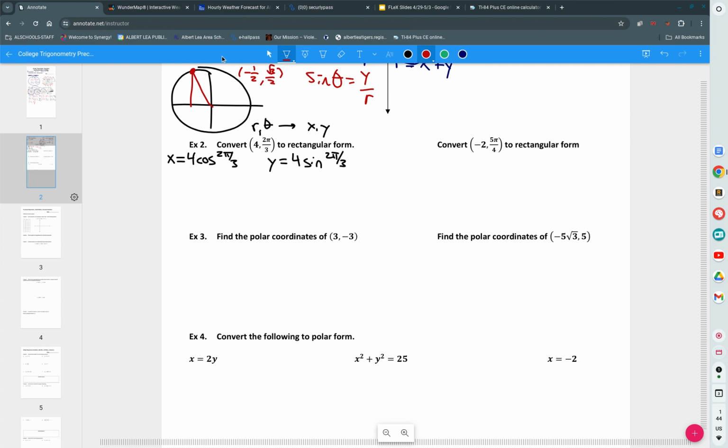So as I work to simplify those, I use negative 1/2 for cosine because cosine is the x value. So 4 times negative 1/2. And then the y value would be 4 times the root of 3 over 2. Notice that 4 times negative 1/2 is negative 2, and 4 times the root of 3 over 2 is 2 roots of 3.